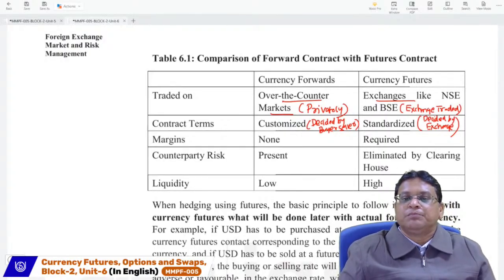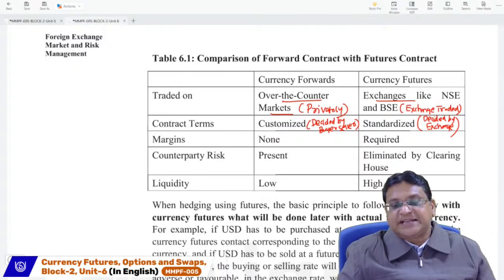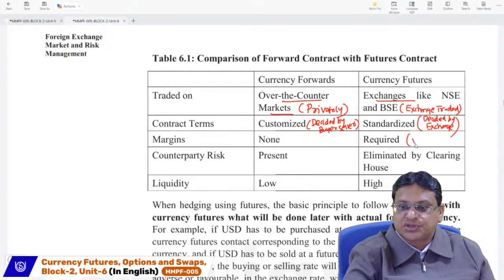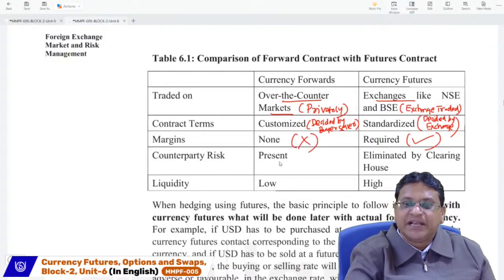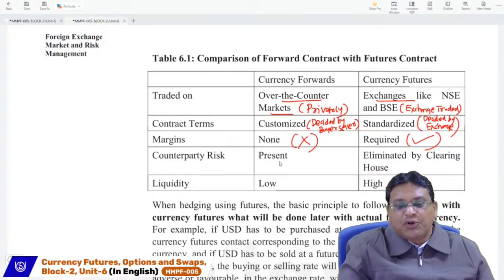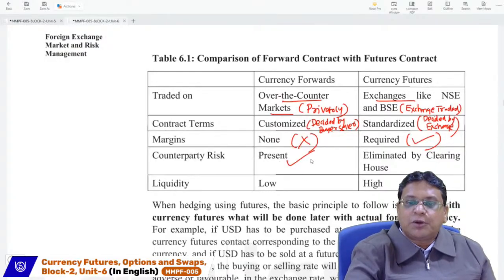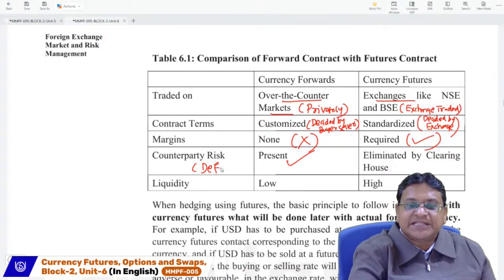Then in case of futures, the exchange collects a safety deposit amount from both buyer and seller. This safety deposit amount is known as margin. So margin is collected in futures, but margin is not collected in forwards because in case of forward, the exchange is not involved. Margin is paid by buyer and seller to the exchange. In case of forward contract, the counterparty risk is present. Counterparty risk means default risk. There is a chance of default.